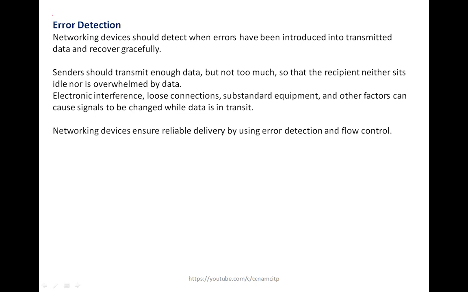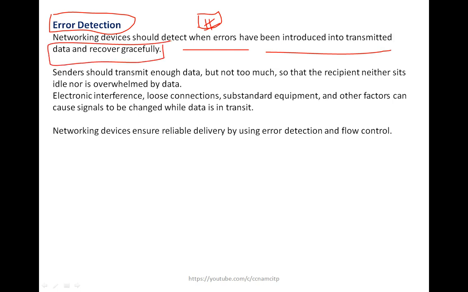First of all, guys, error detection, because if the sending device is sending any data, there should not be any error in that data. To make sure of that, we will understand how error detection is useful. Networking devices should detect when errors have been introduced into transmitted data and recover gracefully. All the devices should be capable of detecting if any error is there in the data which is transmitting throughout the network.